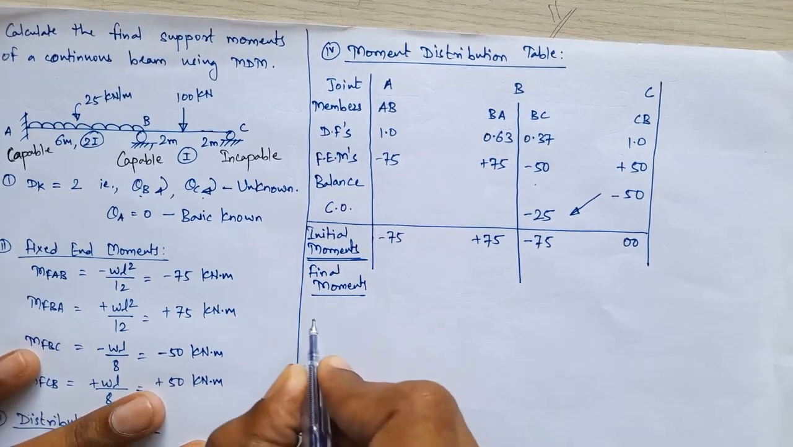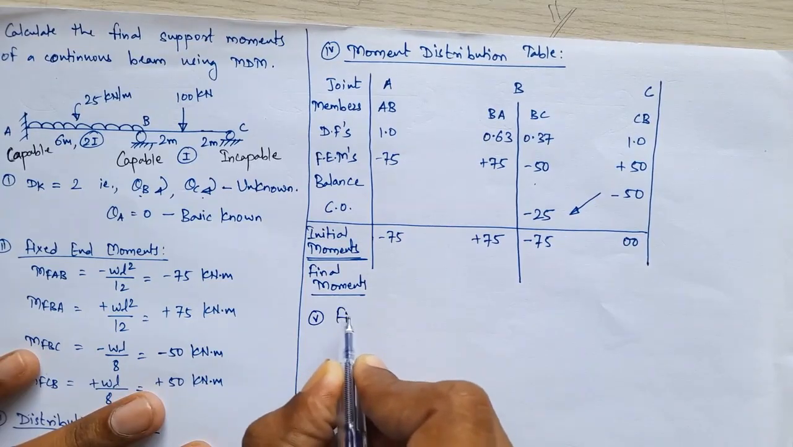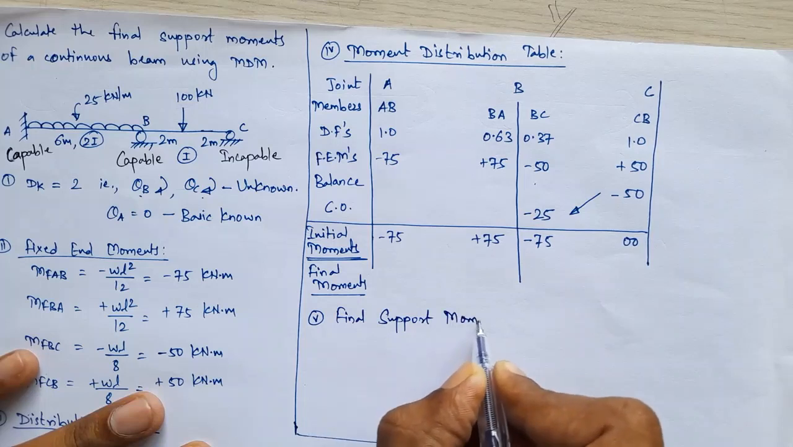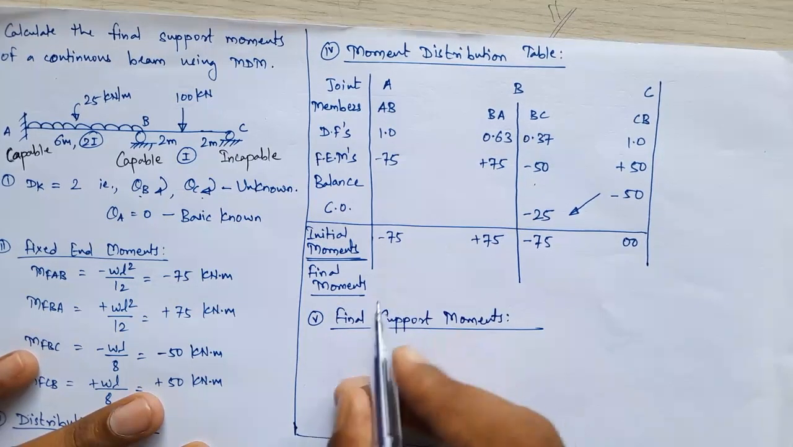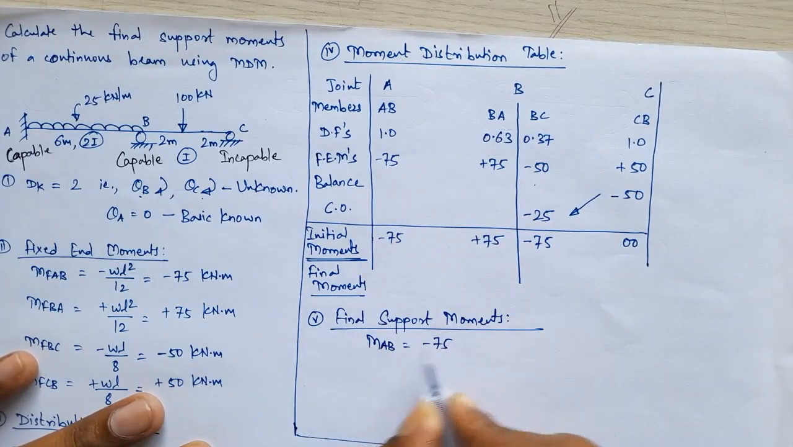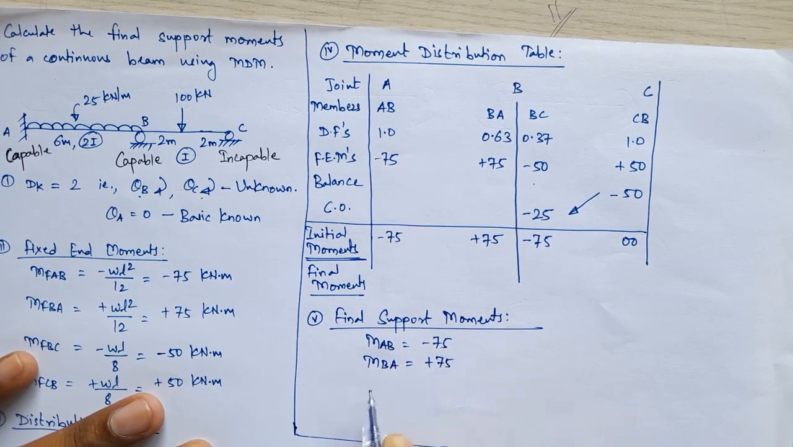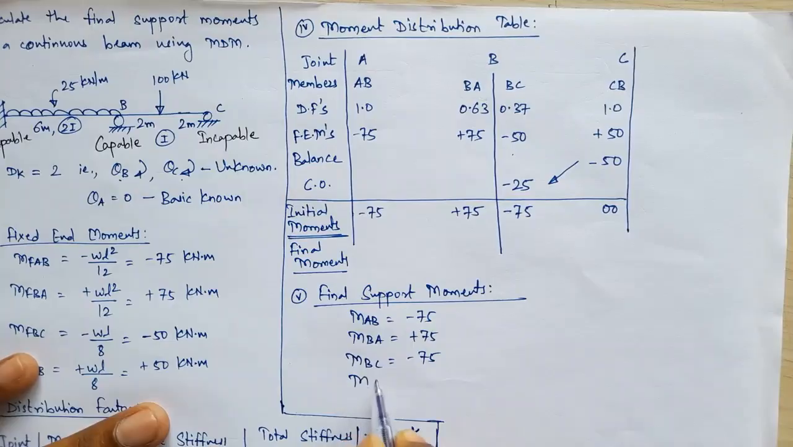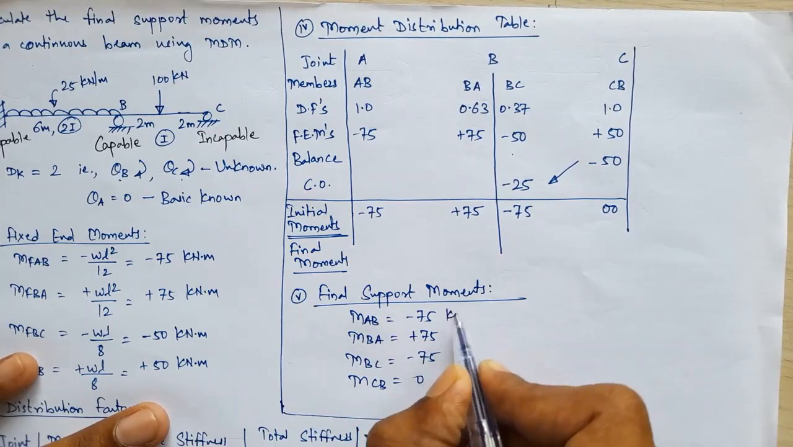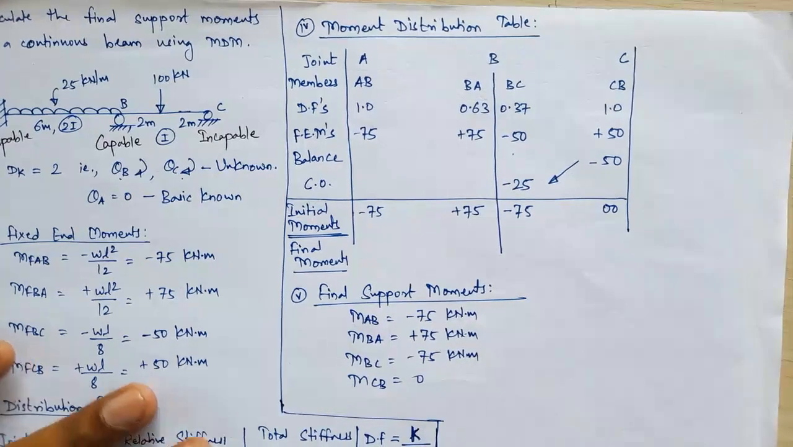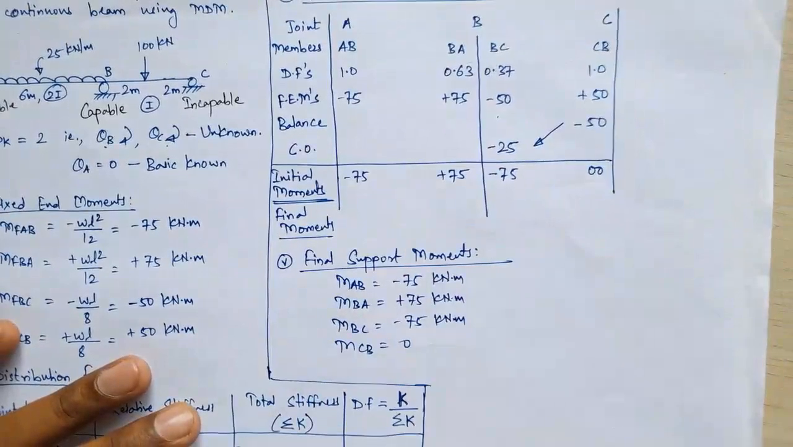Okay, then after getting these values, lastly we will write the final support moments over here. That is, we will extract these values from the table and write those over here. So first value, for AB, MAB I am getting equal to minus 75. Next is your MBA, that I am getting as plus 75. Next is your MBC, that I am getting as minus 75 again, and lastly MCB I am getting equal to 0. All are in kilonewton meters.